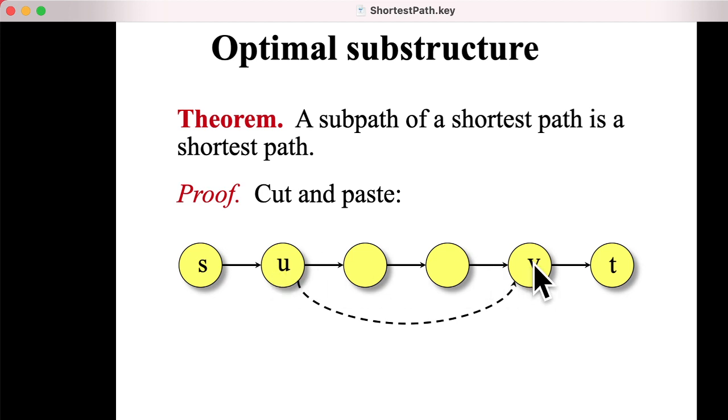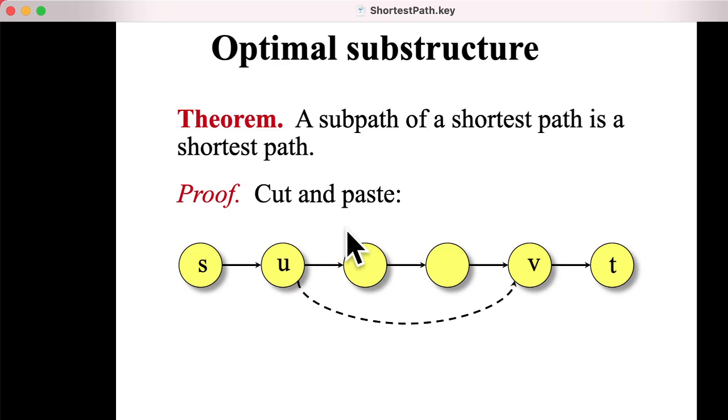And why? Remember, the solid edges are defined with respect to S and T, but had you a better way to go from U to V, if it's cheaper to go on the dotted path rather than the solid path, then you could also use it on your way from S to T. Namely, go from S to U, use the dotted path, cheaper than the solid subpath, and then go to T, and it's cheaper, just cut and paste.